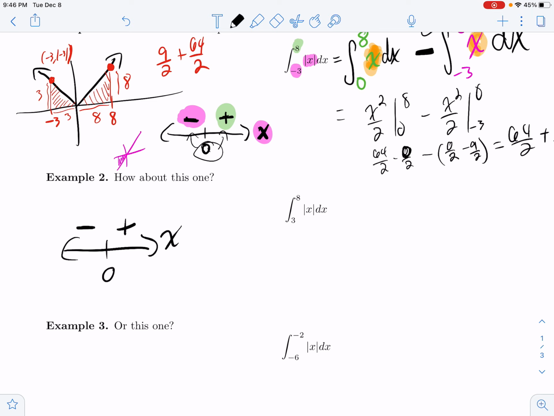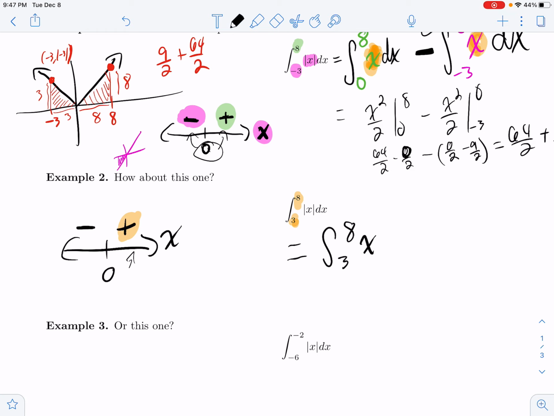And, well, what's going on here? Well, everything here occurs to the right of 0. So this guy, I don't have to split it up. This is actually just 3 to 8. Everything occurs right of 0, so everything's always positive.